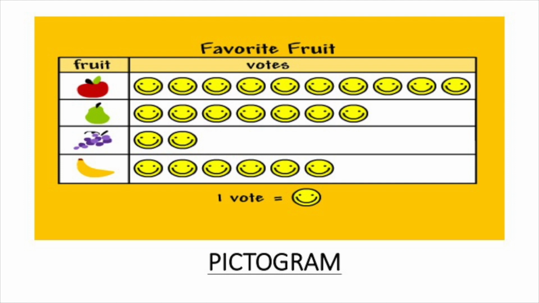For example, 1 vote equals 1 smiley face. So how many people like apples? 1, 2, 3, 4, 5, 6, 7, 8, 9, 10. 10 smiley faces, 10 votes. How many people like pears? 7. How many people like grapes? 4. And how many people like bananas? 6. Excellent. So you see how each picture or smiley face gives one amount.